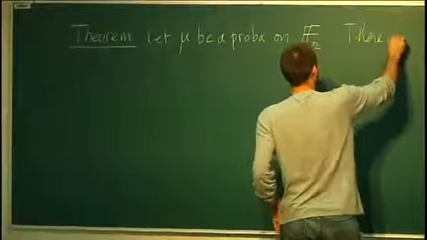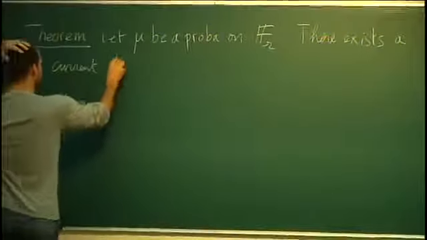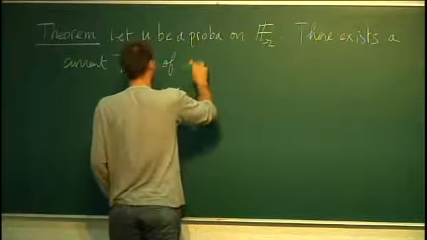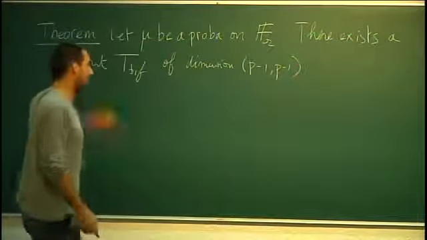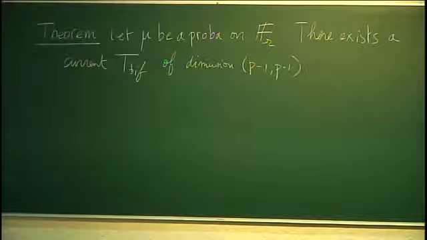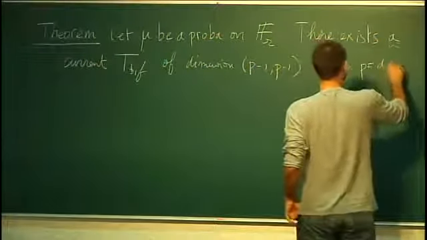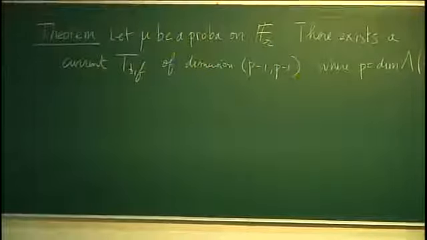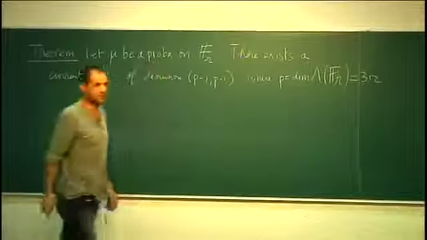There exists a current T, a bifurcation current of dimension P minus 1, where P is the dimension of the variety of representations of the free group in PSL2(C) that we denoted by lambda of F_R. No, I don't take the quotient by the conjugation.